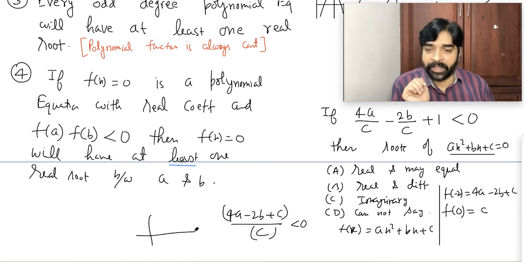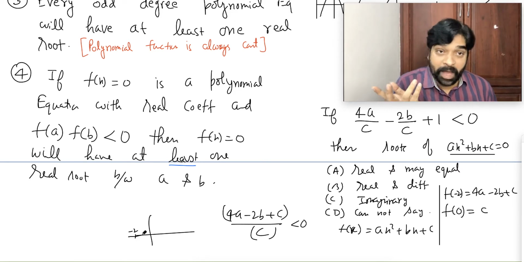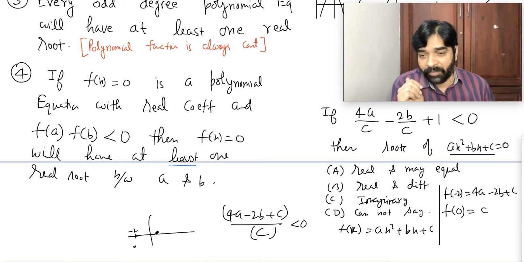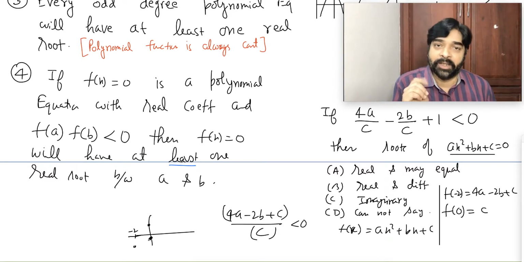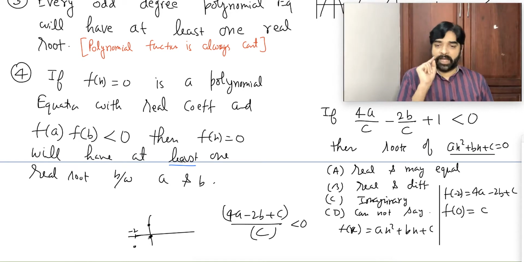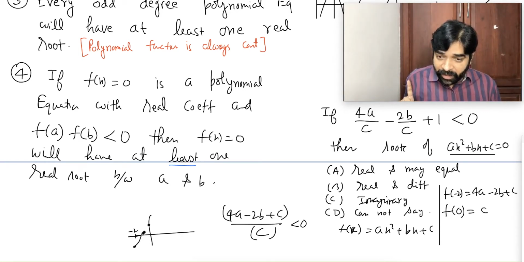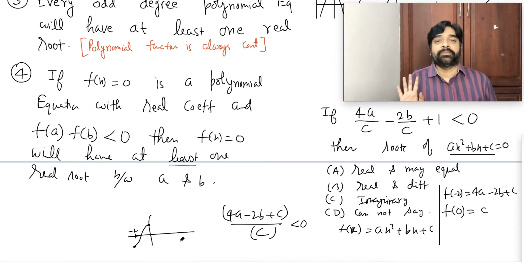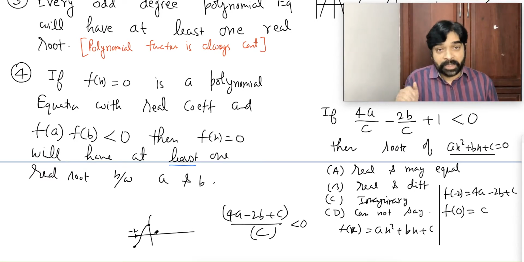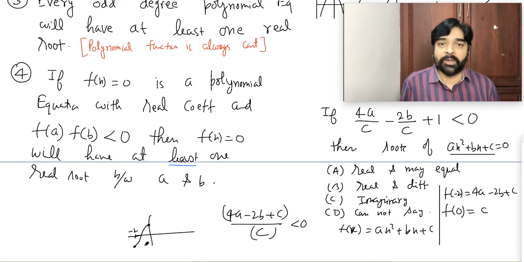This indicates that at minus 2 the graph, I don't know, may be above or below, but wherever the graph is at 0, it will be on the other side. So 100% sure there is an intersection. Exactly one intersection will take place, not more than one. Why? Because this is a quadratic. Maximum 2 roots are there, maximum 2 intersections. If more than one intersection takes place, then the graph again will come back. Are you able to understand?